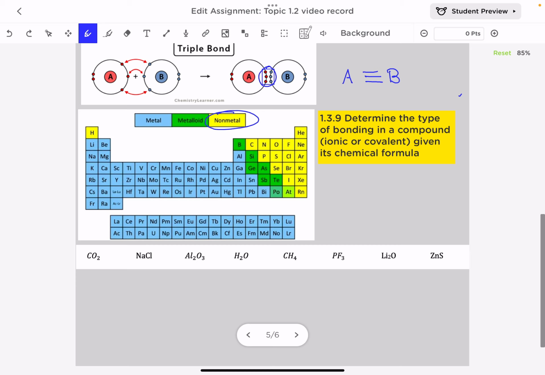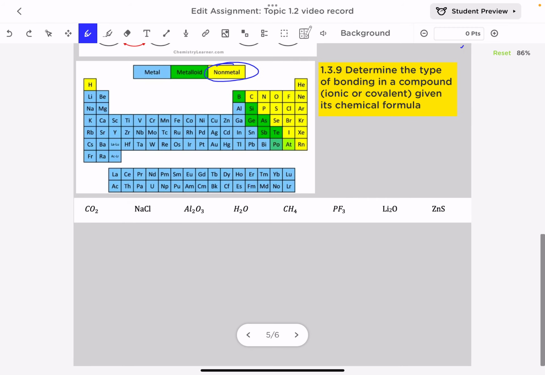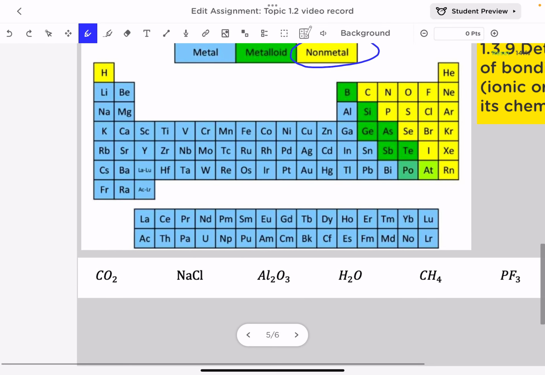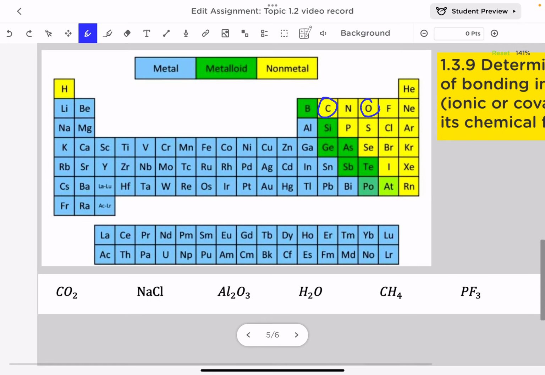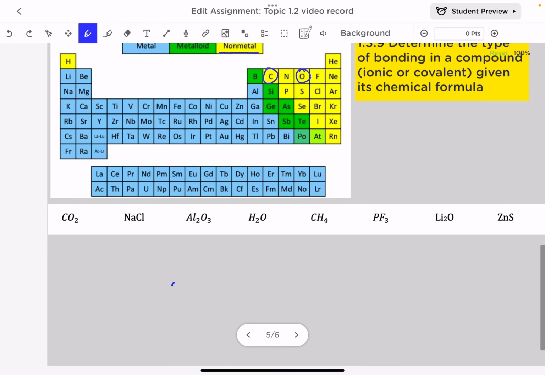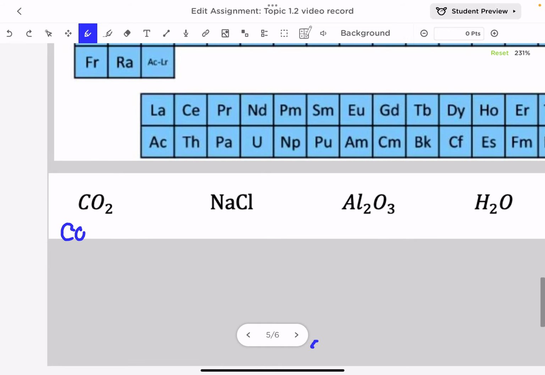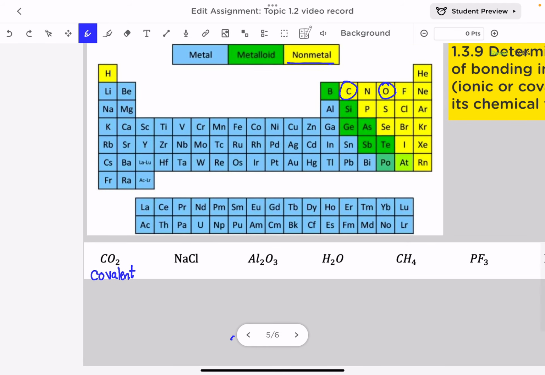Now let's do a quick question. We need to determine whether the given compounds are ionic or covalent based on their formula. So let's take the first example. In order to know if CO2 is ionic or covalent, I need to locate the atoms and see if C is a metal or a non-metal. So both of them are non-metals. So if both atoms are non-metal, it means that this compound is covalent. C and O will share their electrons.